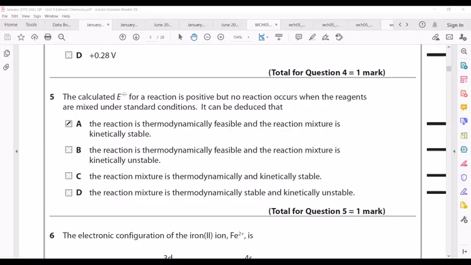So A is the right answer, because the reaction is thermodynamically feasible since the electrode potential is positive. For a cell, it means the reaction can happen, but it is not happening. It shows the conditions are not favouring the reaction to occur, or at that temperature the reaction does not start. The option saying the reaction mixture is kinetically unstable is wrong. If it's unstable, it should react. The other statements are totally wrong. So A is the right answer.